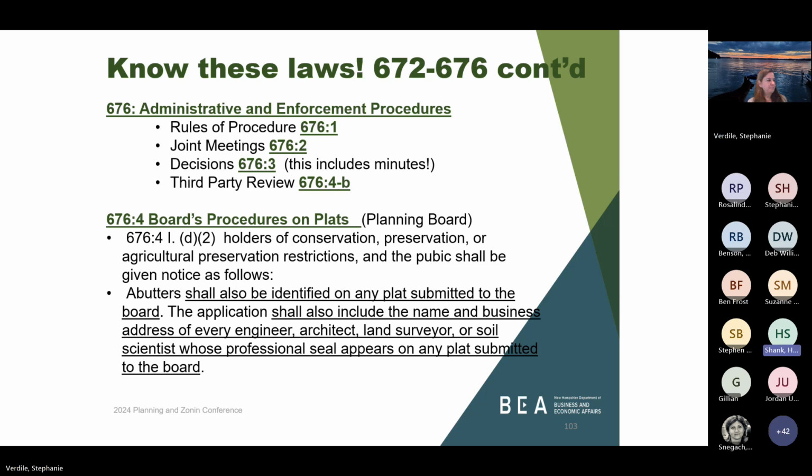Also, I wanted to mention that Steve did respond to the question about what RSA indicates that the onus is on the applicant to provide the abutter lists. So for those of you, you could look in the chat, and he did respond to that. 676:4, Roman numeral I(b) is where that can be found.